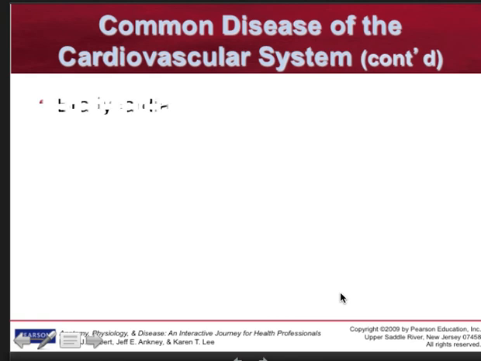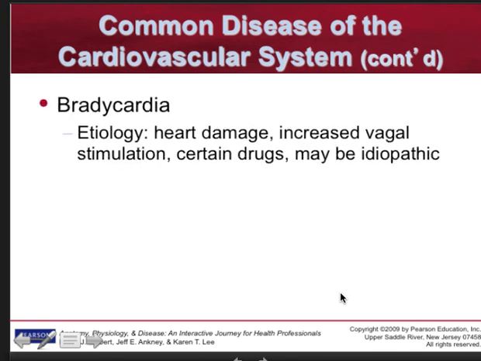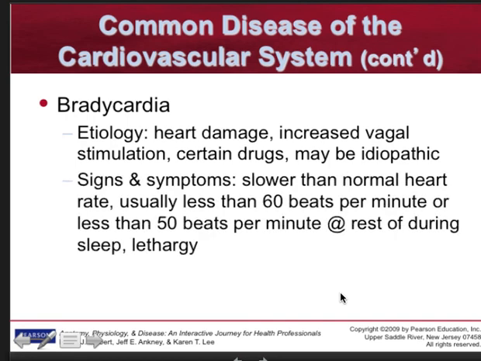Bradycardia is a slow heart rate. It can be caused by heart damage, increased vagal stimulation, and also certain drugs can produce it, but sometimes it's idiopathic, meaning we don't know what causes it. Signs and symptoms are a slower than normal heart rate, usually less than 60 beats a minute or less than 50 beats a minute at rest, during sleep, or during lethargic stages.